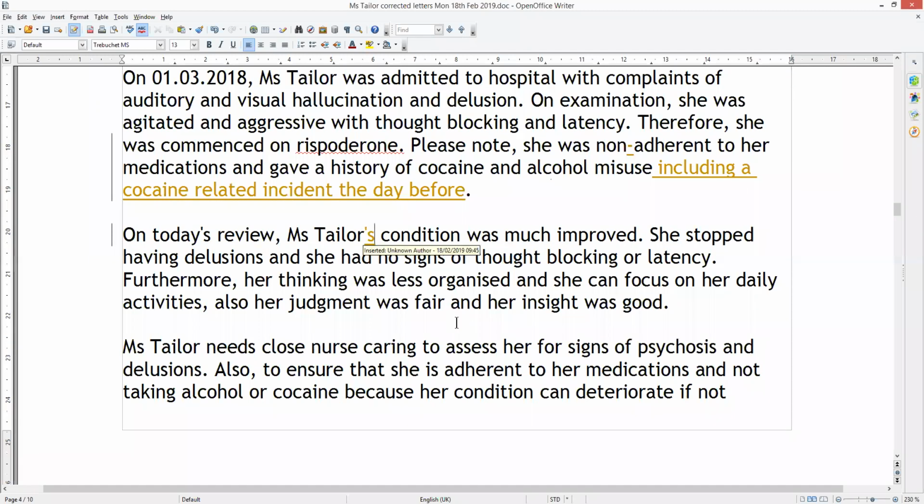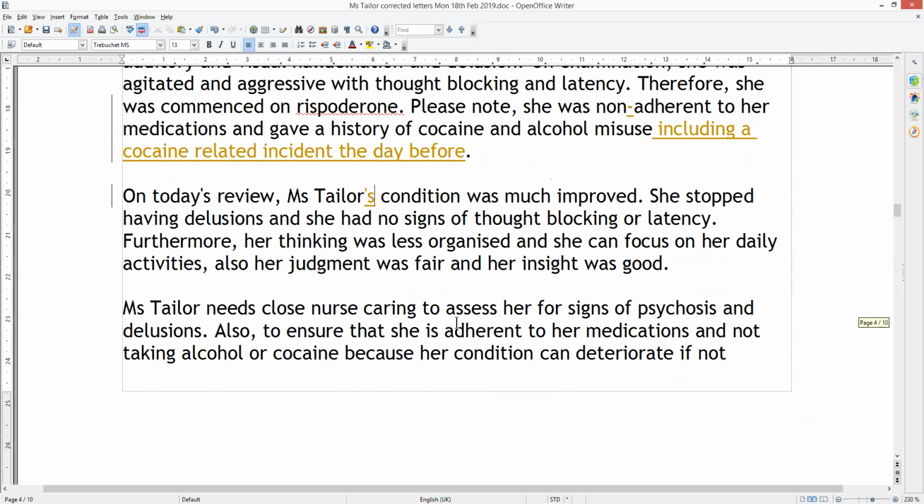Today's review, Miss Taylor's, make it possessive. Miss Taylor's condition was much improved. She stopped having delusions and she had no signs of thought blocking. Thinking was less organized. Does this not seem contradictory? Her thinking was less organized. Her judgment was fair. So if your thinking is not organized, doesn't that imply it's not focused? If it's not so good, yeah? What do you think? Do you think this sentence here is a little bit contradictory.